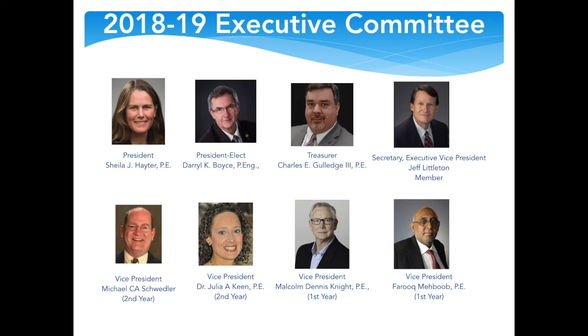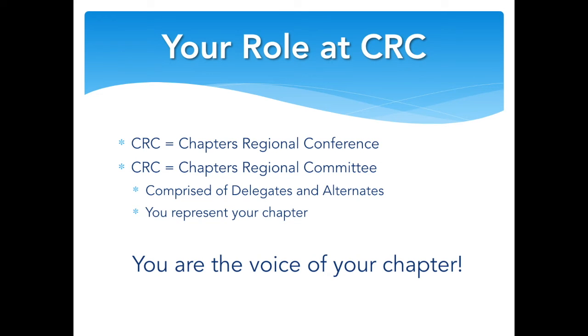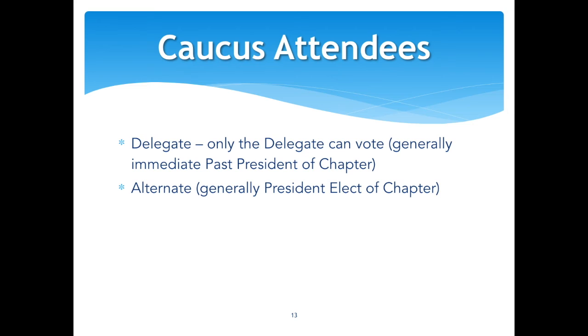So where do you fit into all of this? Well, as I already mentioned before, as the delegates and alternates, you will represent your chapter members at the upcoming CRC, the Chapter's Regional Conference. CRC also stands for Chapter's Regional Committee, and that's you guys, led by the RMCR. When you come to CRC, it's important that you come prepared not only for the nominating caucus and executive sessions, but to present and discuss motions on behalf of your chapter. When it comes to that time, only the delegate has a vote. The alternate has voice, but no vote.